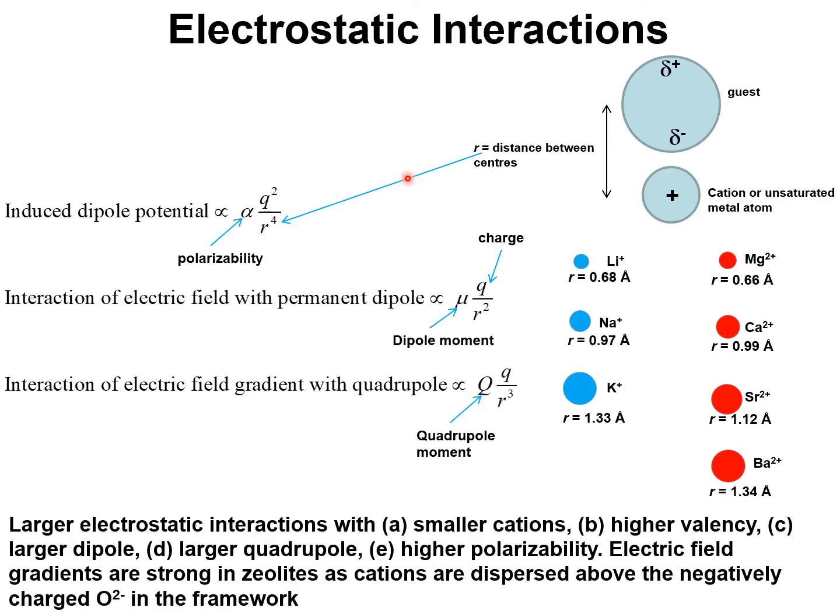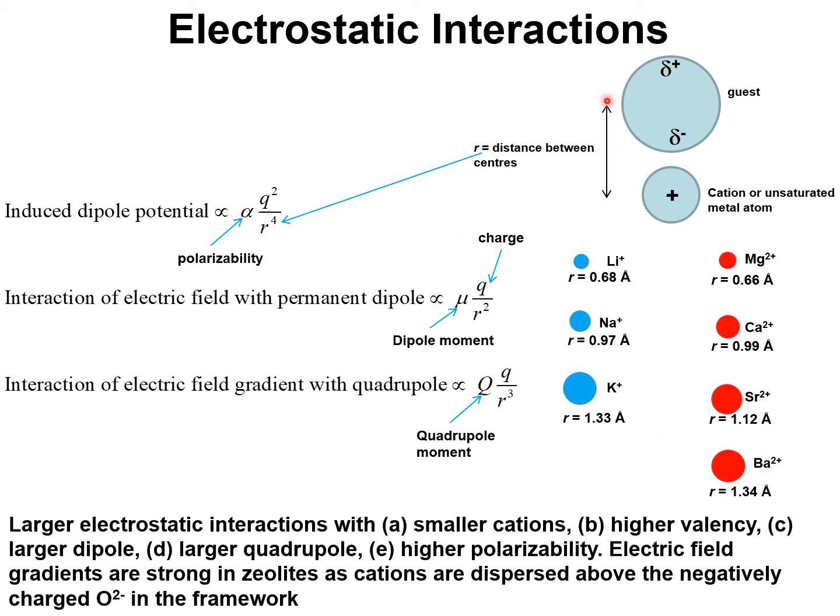Let us examine the electrostatic interactions between a gas molecule and the extra framework cation. That can be either lithium, sodium, potassium, magnesium, calcium, strontium, or barium. I also indicate here the size of the cation, the radius of the cation in angstrom values.